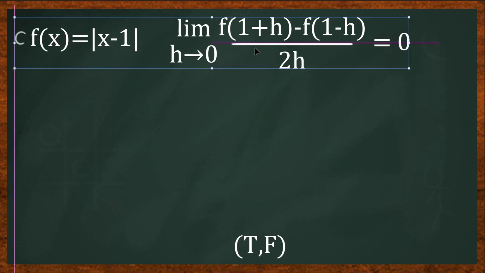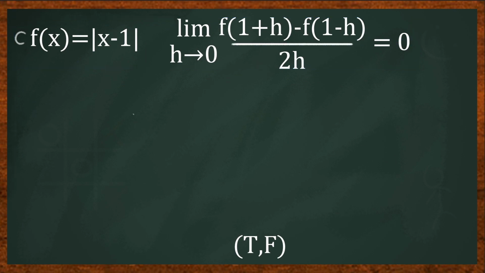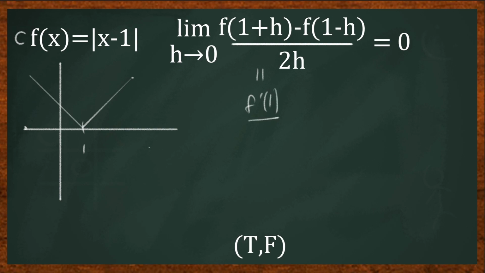Now for the final question. When f(x) is the absolute value of x minus 1, this limit is equal to 0. As you can see, f(x) is continuous at x equals 1, but it is not differentiable at x equals 1. Because of that, this is f'(1), so it is not differentiable, so it doesn't exist, so this is false. We can easily think of it like this, but as you really solve it, this is not true.